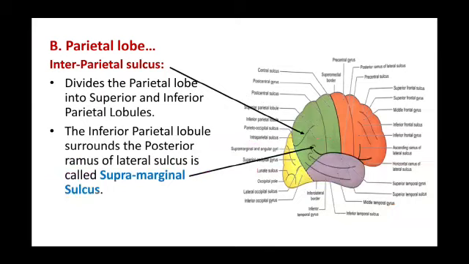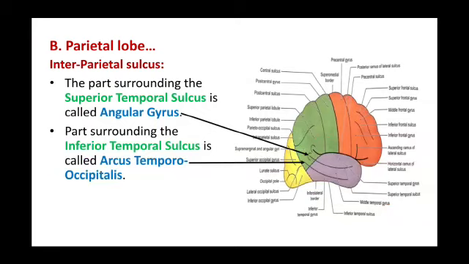Interparietal sulcus divides the remaining part of the parietal lobe into superior and inferior parietal lobules. The inferior parietal lobule surrounds the posterior ramus of the lateral sulcus, called the supramarginal gyrus. Similarly, the part surrounding the superior temporal sulcus is called the angular gyrus, and the part surrounding the inferior temporal sulcus is called the arcus temporo-occipitalis.